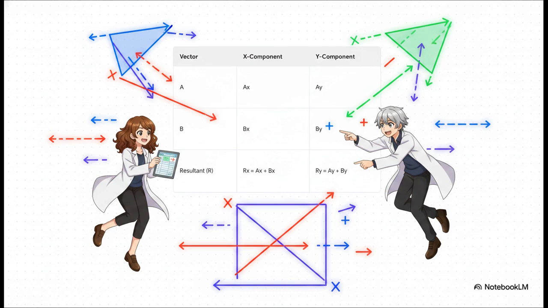Instead of drawing complex shapes, we literally just add the horizontal pieces together to get our new x, and the vertical pieces together to get our new y. It's exactly like balancing a simple ledger. Rx equals Ax plus Bx. Ry equals Ay plus By. It is beautifully, wonderfully straightforward.